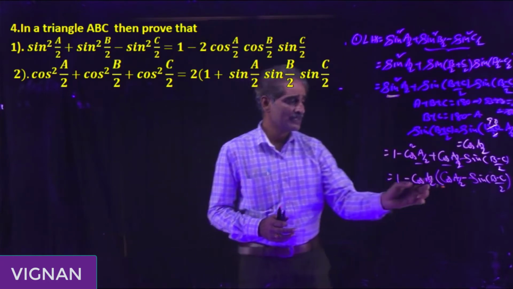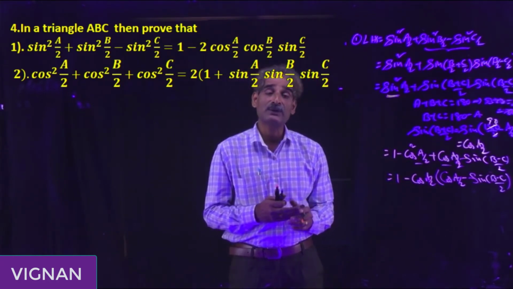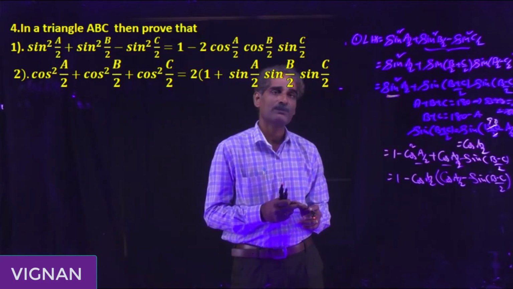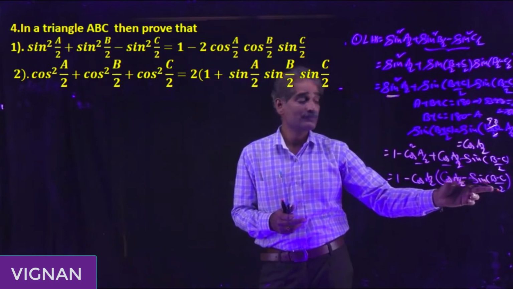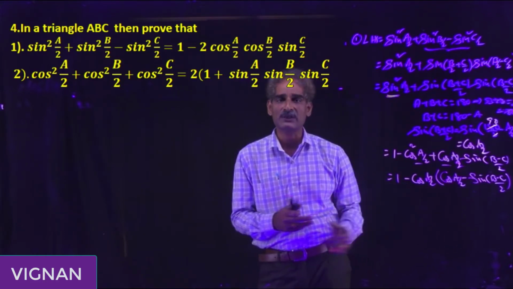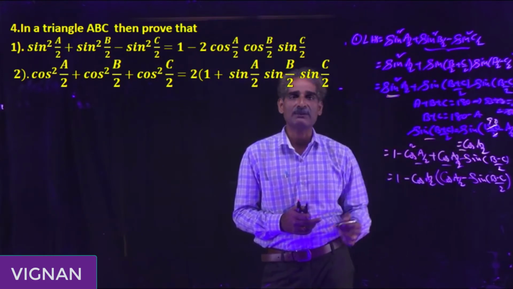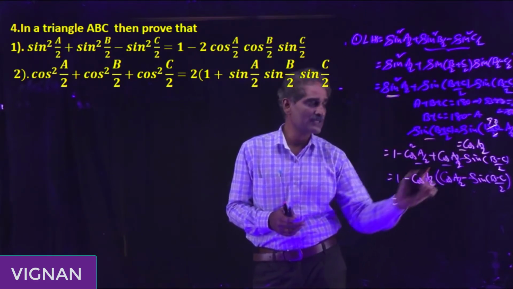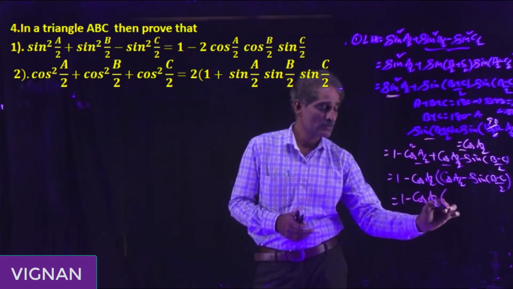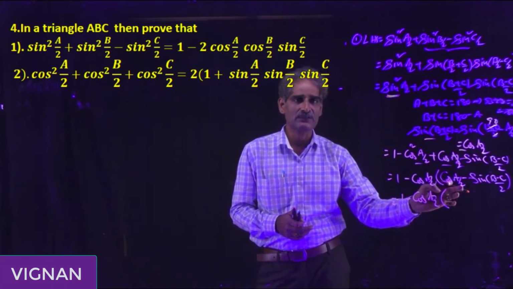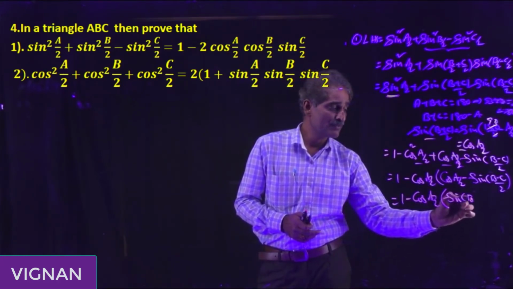So here already cos A by 2 is there, and the remaining terms are sin B by 2 and sin C by 2. Okay, so it is in terms of B and C, no problem. Here we have to express cos A by 2 in terms of B and C. So observe this relation: cos A by 2 equals sin (B plus C) by 2. Just replace cos A by 2 by sin (B plus C) by 2, here only.